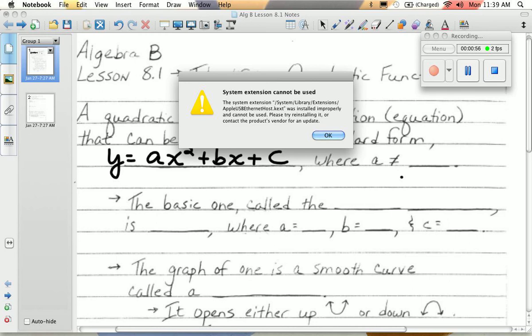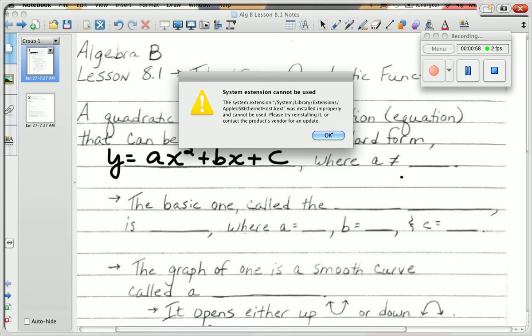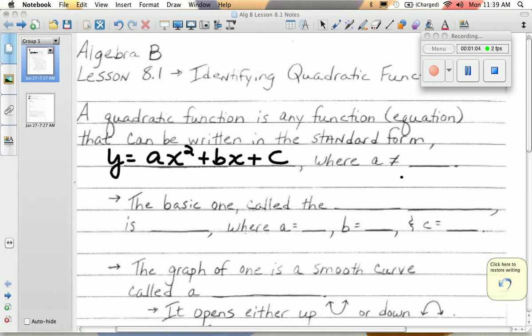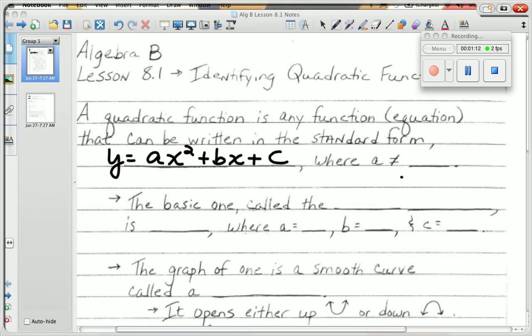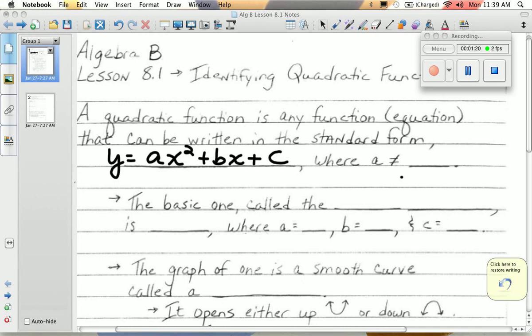for factoring. But it says where a cannot equal something. What do you suppose it is that a can't be equal to? In other words, a is being multiplied by x squared. What do you suppose it is that a can't be, or we'd have a problem? It wouldn't be quadratic anymore. 0, yeah. If you multiply by 0, we will have no x squareds, because 0 times x squared, they'd be gone.